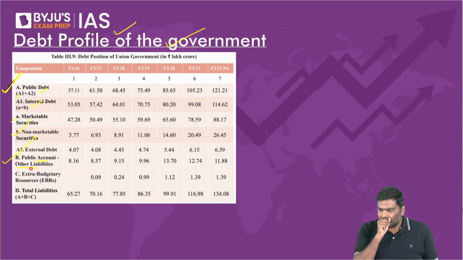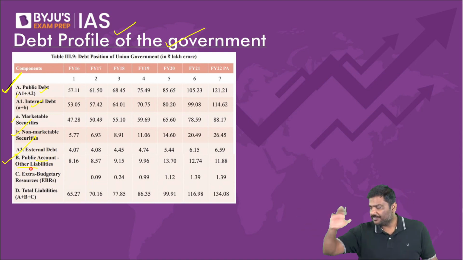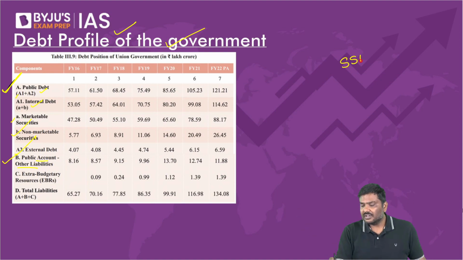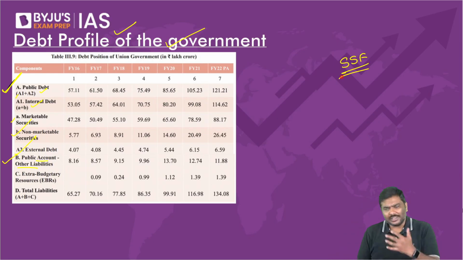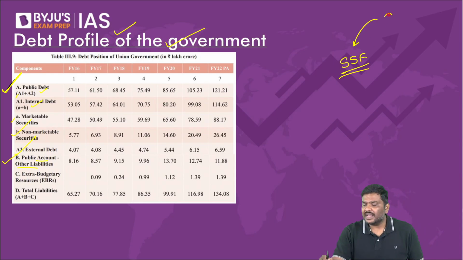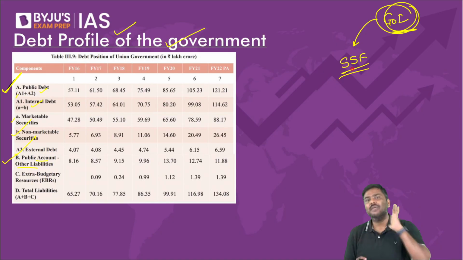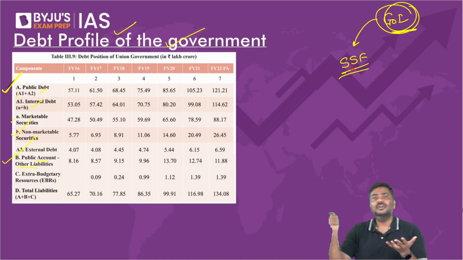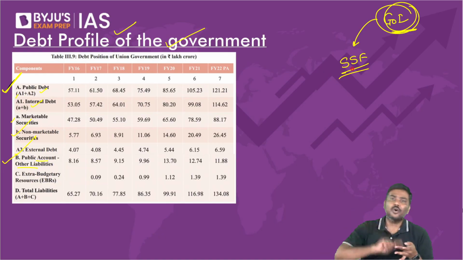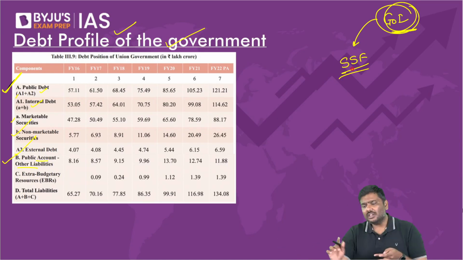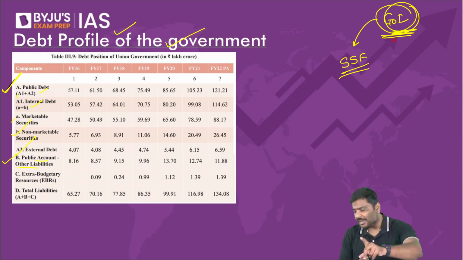For example, the idea of pensions, PPF accounts, small savings funds. Have you heard of small savings funds? SSF, small savings funds. All these liabilities are basically for Government of India only. The liability is Government of India's, that is, Government of India will guarantee the payment. If you contribute to PF, PPF, or small savings funds, Government of India is liable for making the repayment.